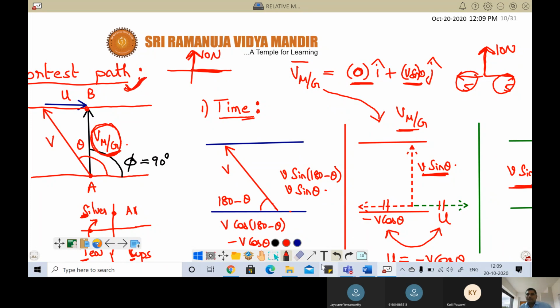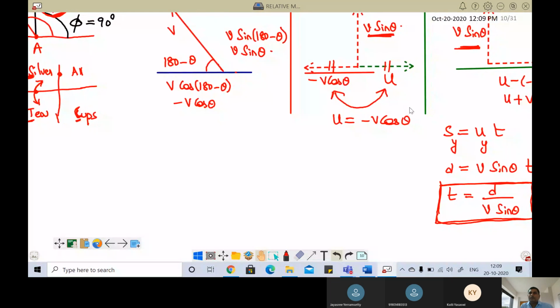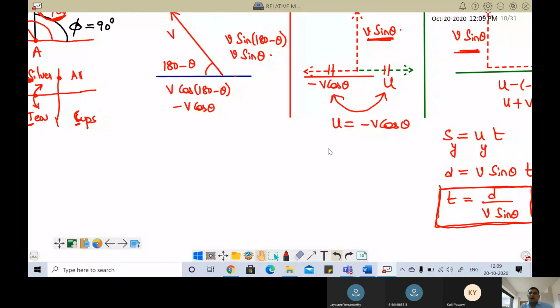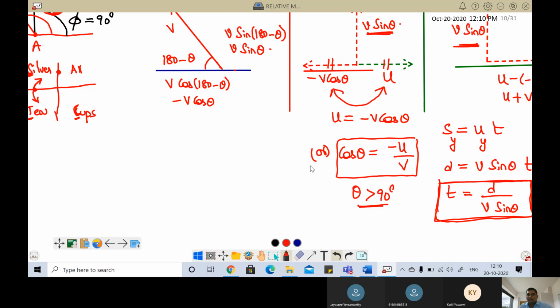So always remember in this case u should be equal to minus v cos theta, or we can also say cos theta is equal to minus u by v. And remember, if this cos theta is negative, it indicates that theta is greater than 90, which is what we have seen already.